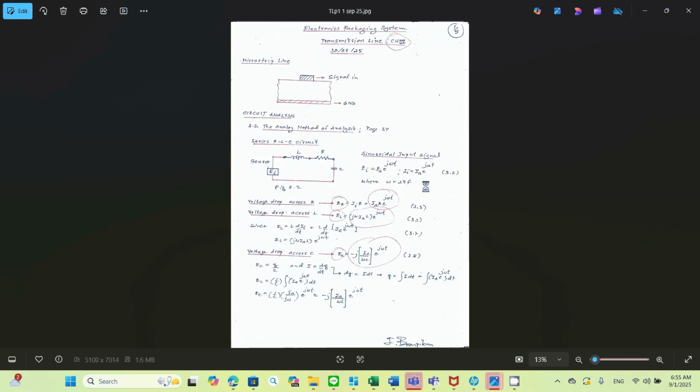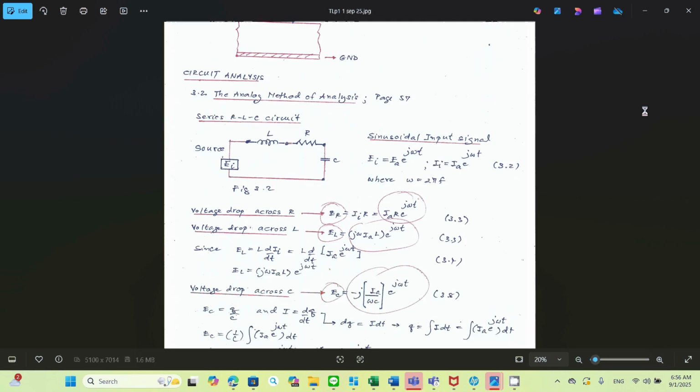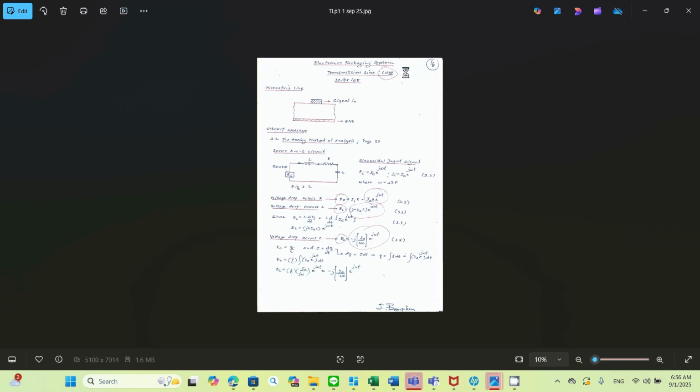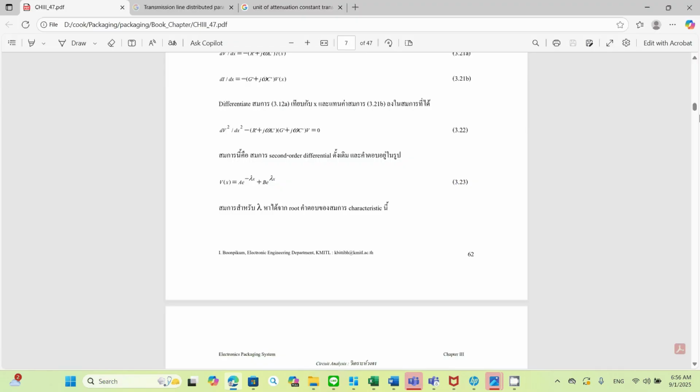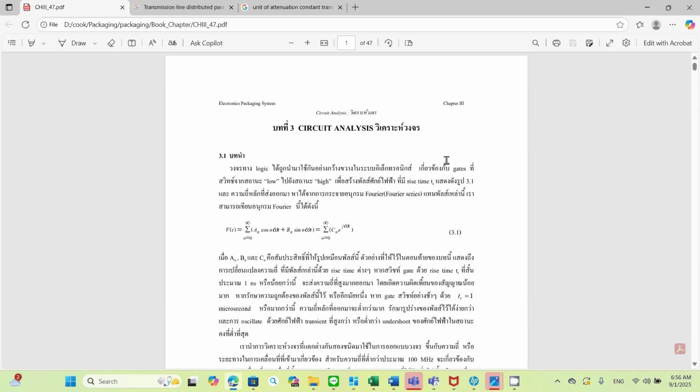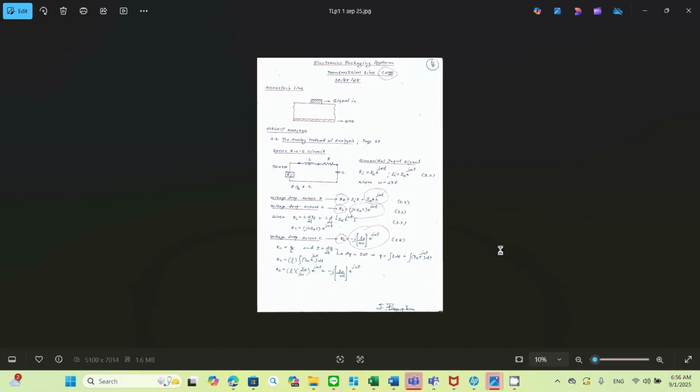This one is the electronic packaging system. What I'm going to do today is review the transmission line, in chapter 3 of my book. Actually, this one is about circuit analysis. You have already been through the transmission line before, but this is just a review, and then we're going to talk about the transmission line in more complicated ways later on.